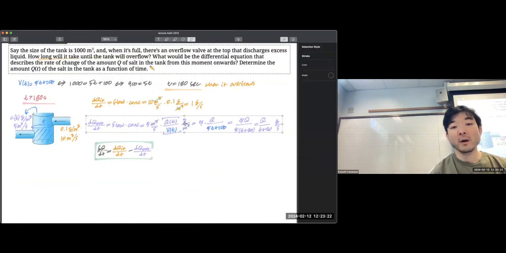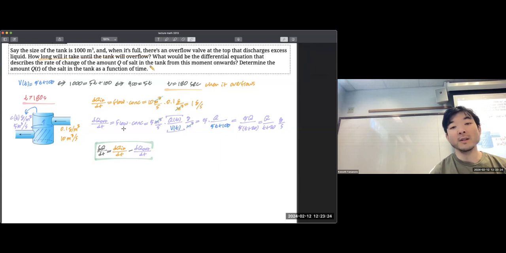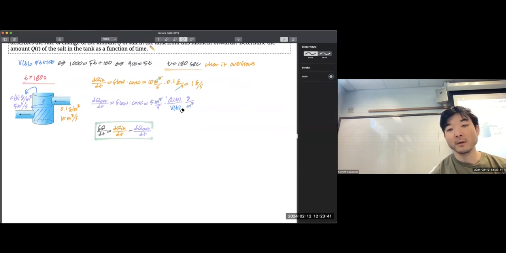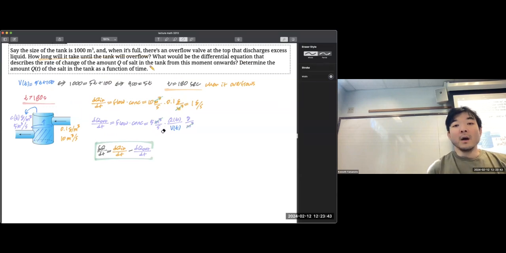This was what we had before. Before it overflowed, it's going out at 5 cubic meters per second, and the concentration is the amount at that time divided by the volume. Okay, so this is what we had before. When it overflows, that's when t is greater than 180 seconds, that means the water had made it to the top and anything extra is just going out from that point.